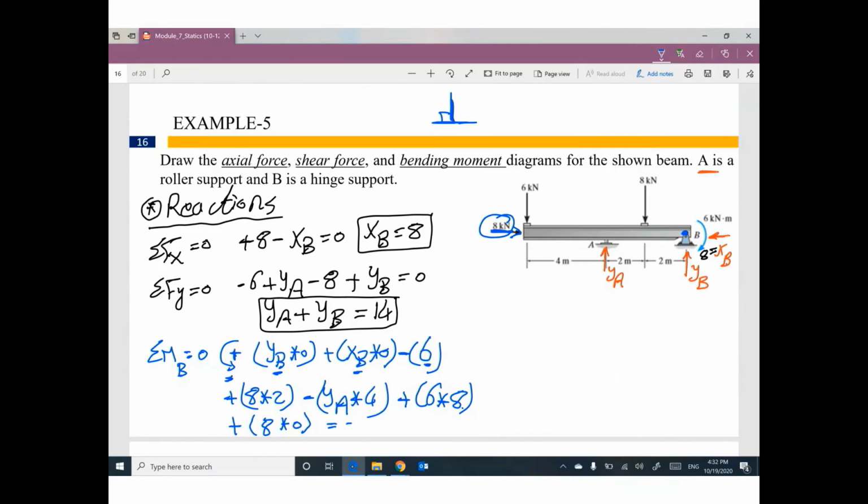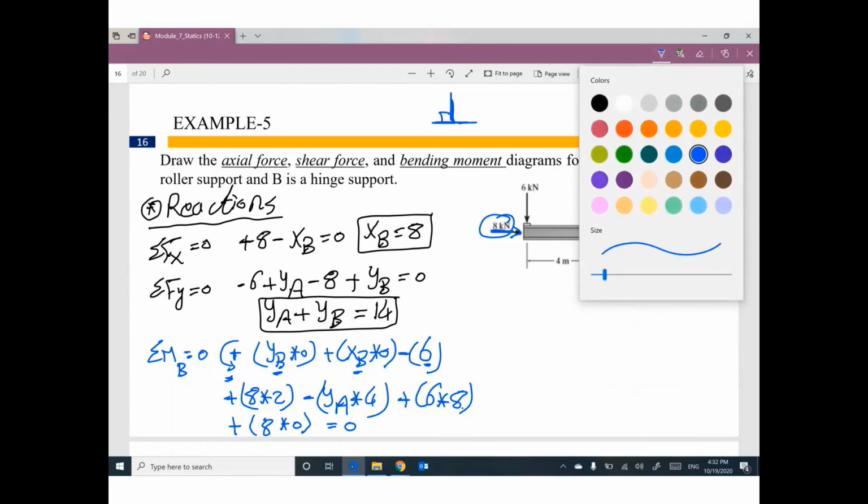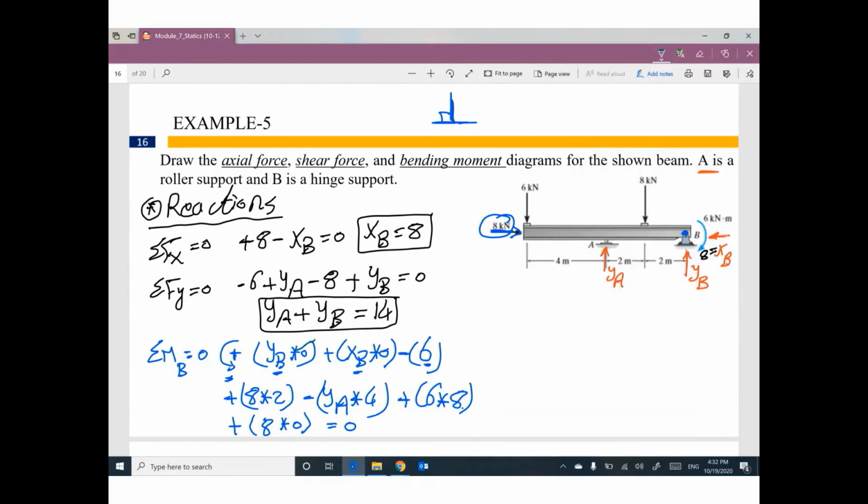Anyway, this equation equals 0. This term will be cancelled, this one will be cancelled, and this one will be cancelled. The only unknown in this equation is YA. So the value of YA will be negative 6 plus 16 plus 48, divided by 4, which is 14.5. So YA equals 14.5.